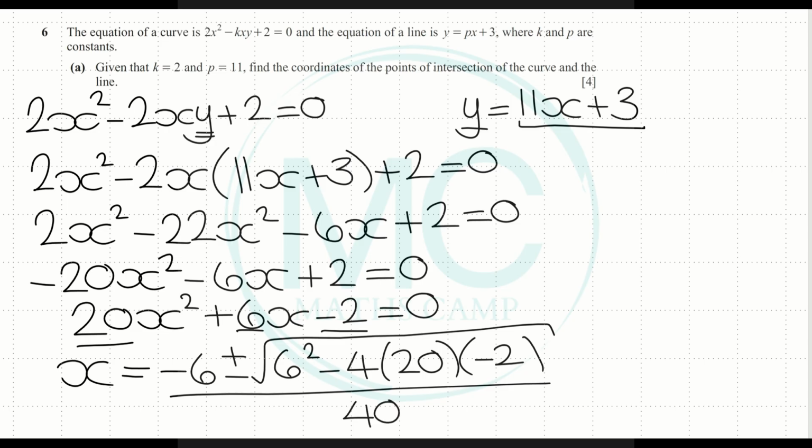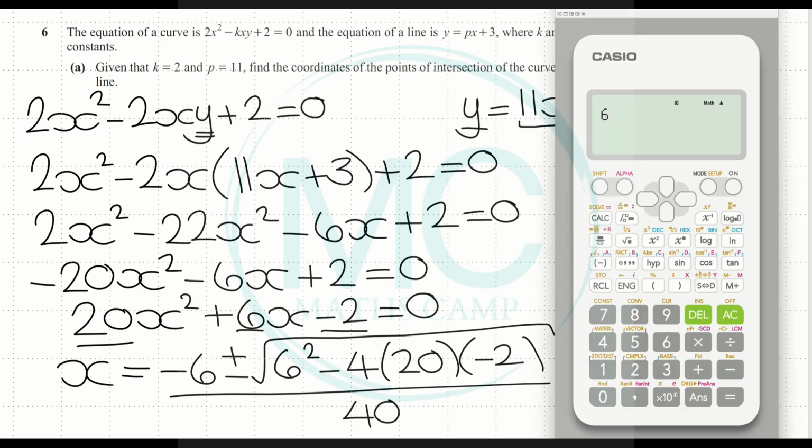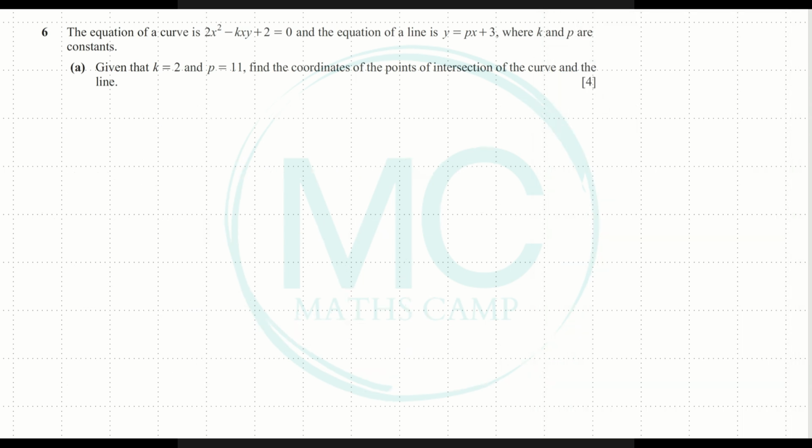And now you can use your calculator to find the value under the root. So we can say 6 squared minus 4 multiplied by 20 multiplied by negative 2 is equal to 196. Let's square root and we get 14. So now we can make some space and we know that x is equal to negative 6 plus or minus 14 over 40.